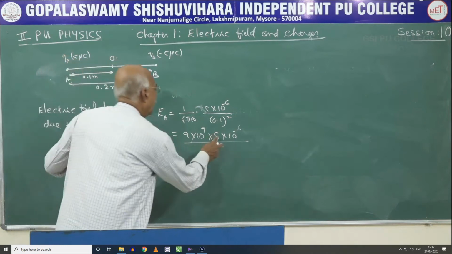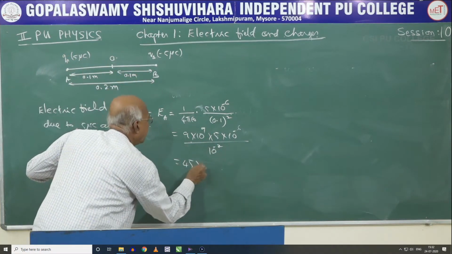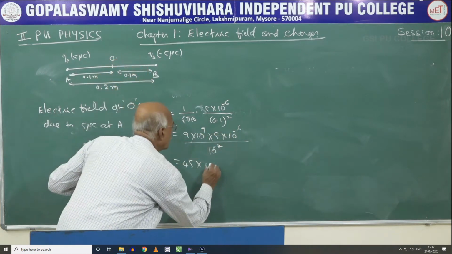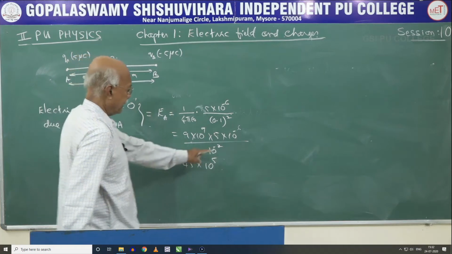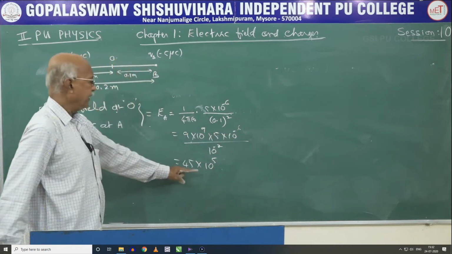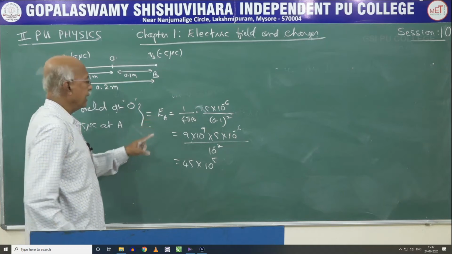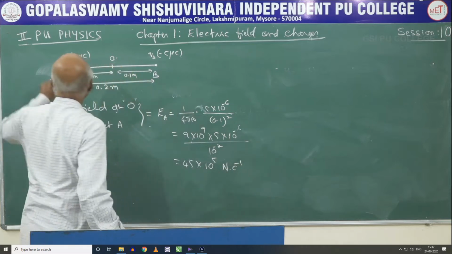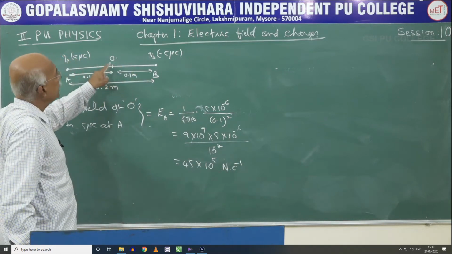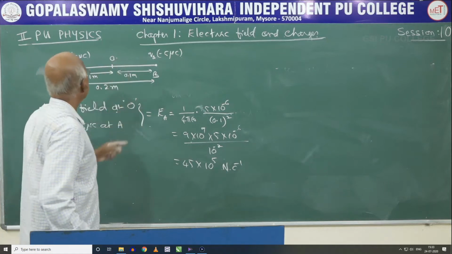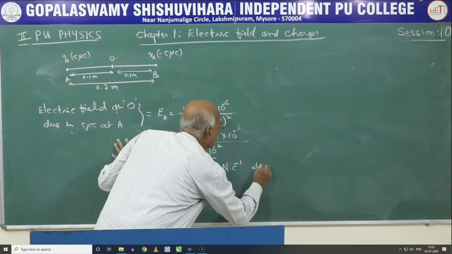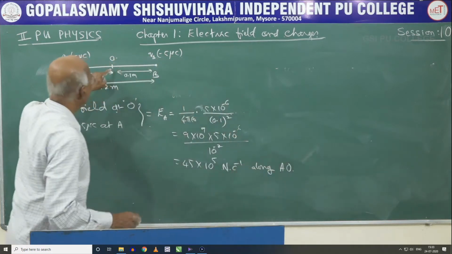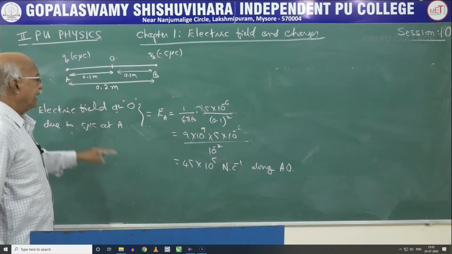On simplification, multiplying these two, we get 45, and when this is taken to the numerator, it becomes 10 to the power of minus 6 plus 2 into 45, so 45 into 10 to the power of 5. The unit, since it is electric field, is Newton per coulomb. This positive charge pushes the unit positive charge kept at this point, so the field acts along AO.